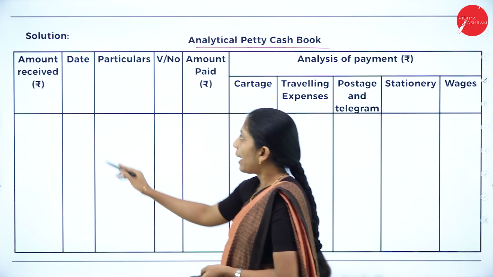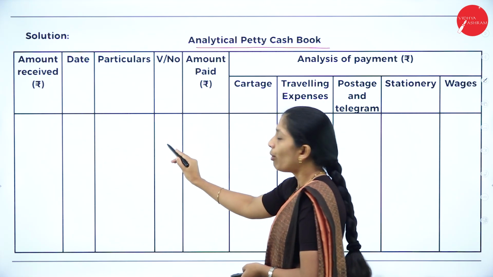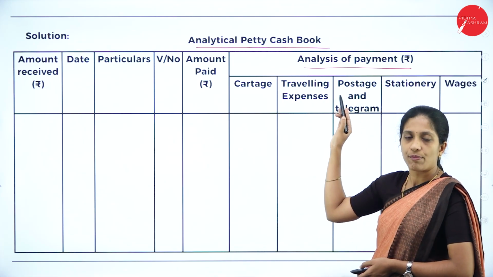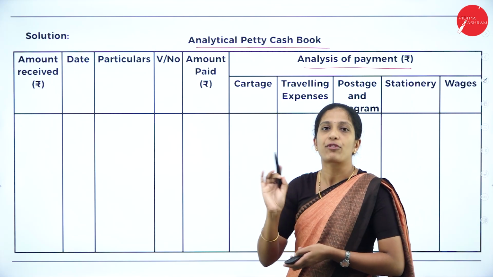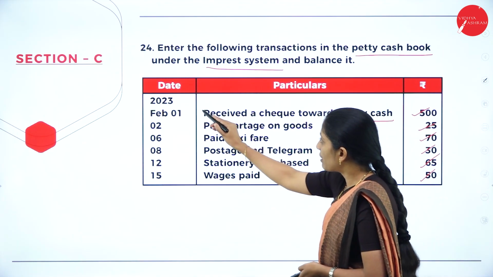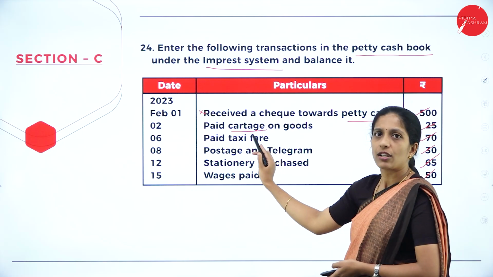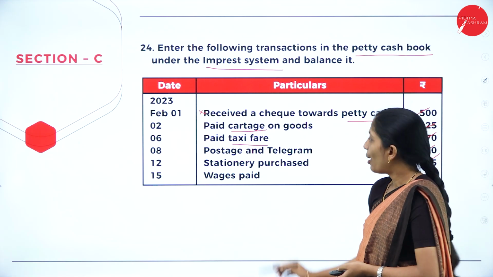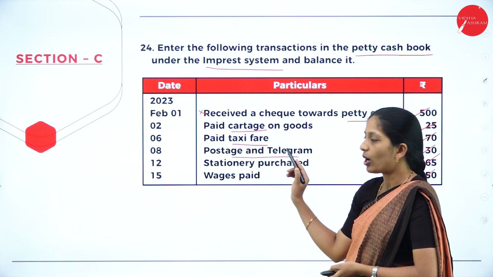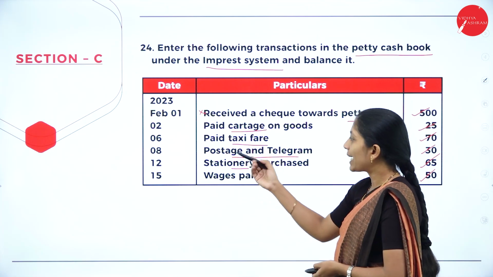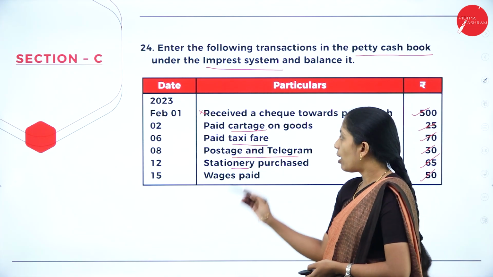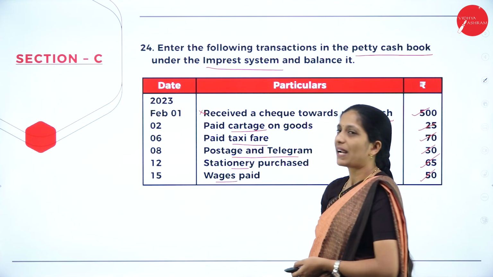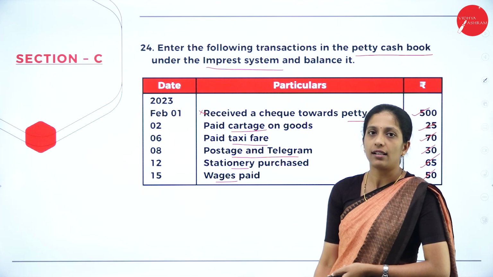Based on the question, you will draw the columns for analysis of payment. Your columns are amount received, date, particulars, voucher number, amount paid. Then under analysis of payment, it is recorded in terms of rupees. If you see here, leave the first transaction. Now, cartage, we want one column for cartage. Next, taxi fare, it can be written under conveyance. Next is postage and telegram, so you want one column. Next, stationery. You can combine postage and stationery also, or you can draw postage and telegram as one column and stationery as one column. And wages paid comes under miscellaneous expenses or other expenses.